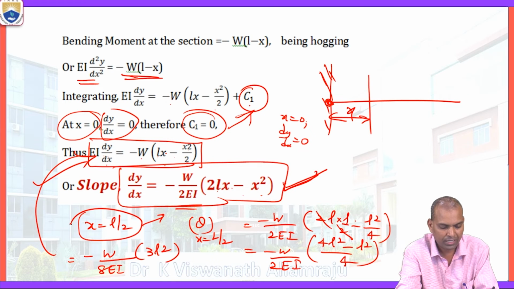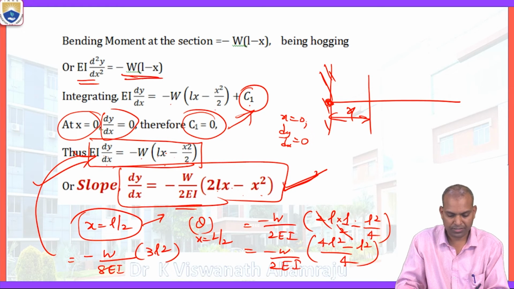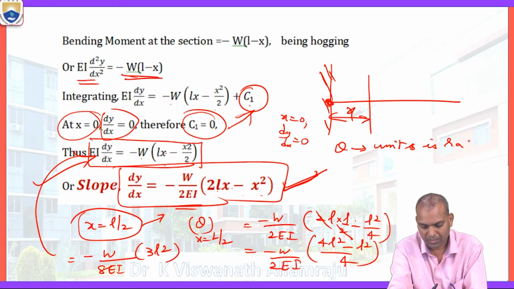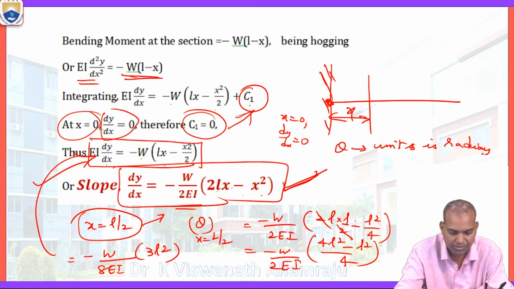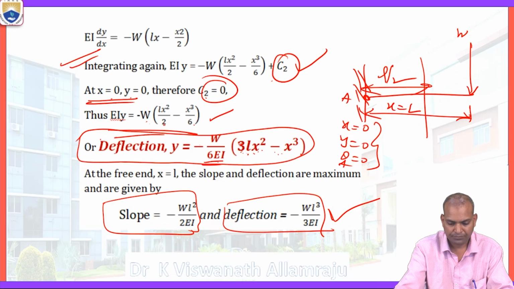That is at x equal to L by 2. That is the slope value. And the unit of the slope is radians. Okay. Now, what about deflection?